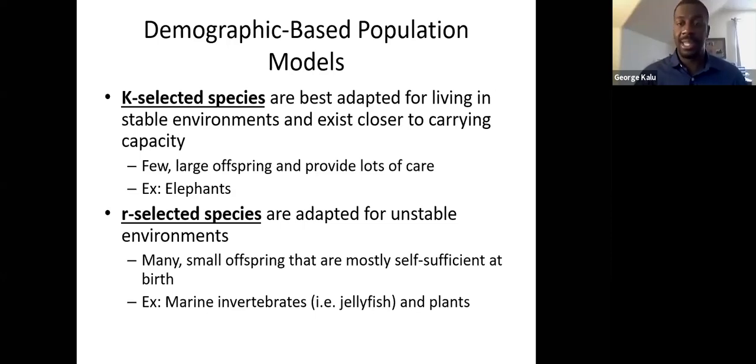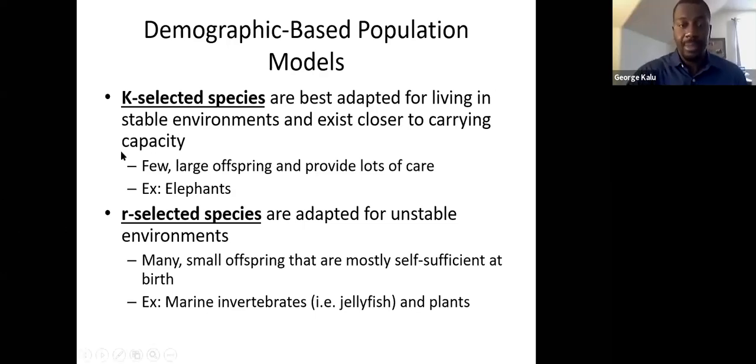So these would be things like elephants. Humans are an example of K-selected species. Giraffes. Typically, pretty large animals are going to be more K-selected species. They produce few offspring, but they provide lots of care for their offspring. So they spend the majority of their energy caring for the few offspring that they do have.